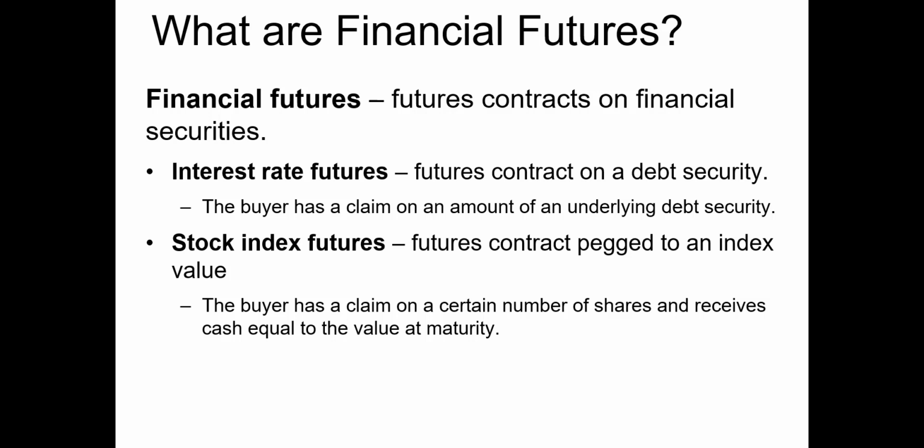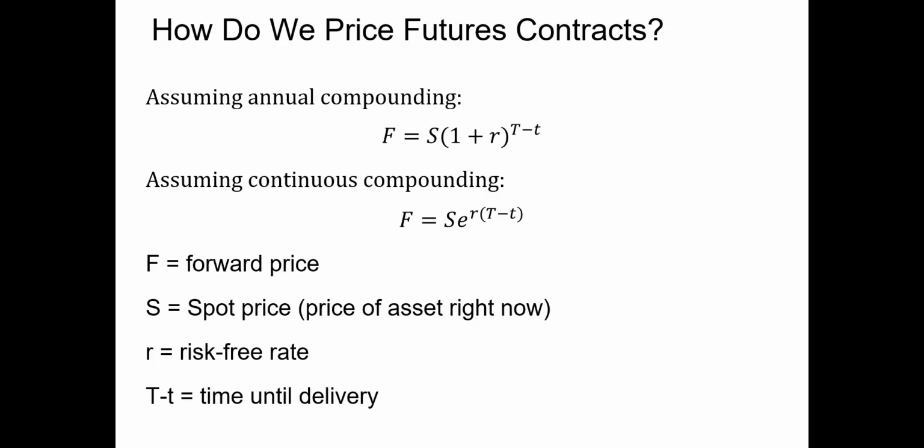Arguably the most recognizable of these is the E-mini S&P 500 futures contract, whose value is tied to the value of the S&P 500. The buyer has a claim on a certain number of shares and receives cash equal to the value at maturity. The maturity date of these contracts is usually going to be the third Friday of the month. All right, let's talk about how futures contracts are priced.